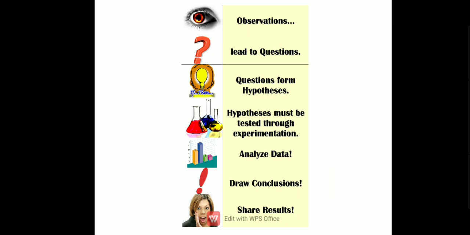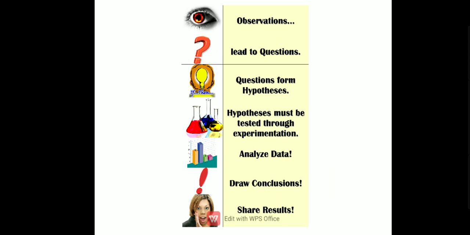Next, it's very interesting that whenever you observe something, it will lead to questions. It always happens that whenever you observe something, a question arises in your mind. And when you have a question, if you are a good scientist, you will try to find the answer to that question. So questions form a hypothesis. If you have a question, you will try to answer it, you will try to solve it. So a hypothesis must be tested through experimentation, and scientists always test it with the help of experimentation.